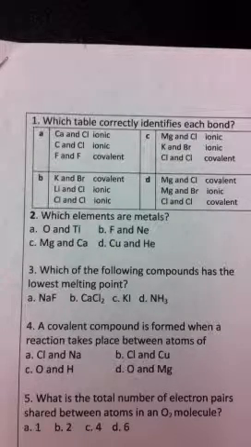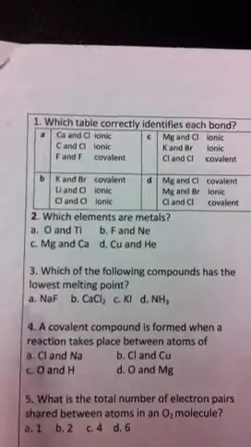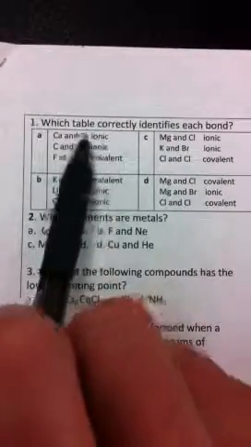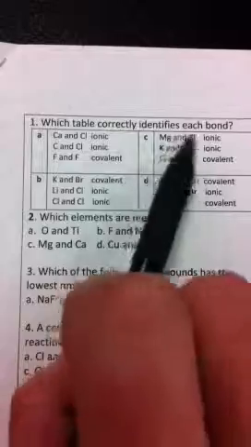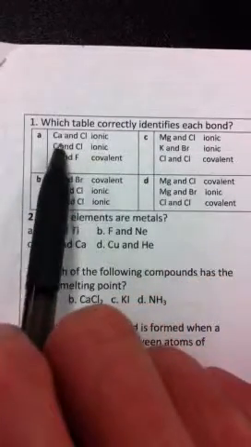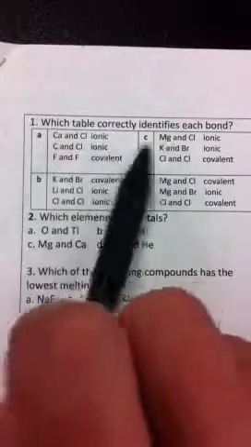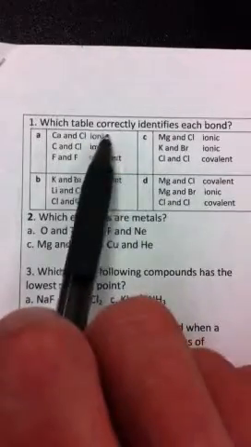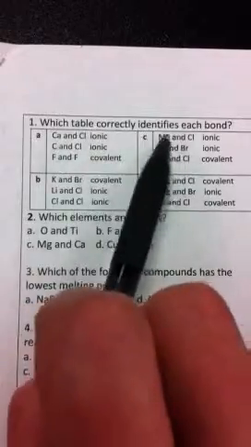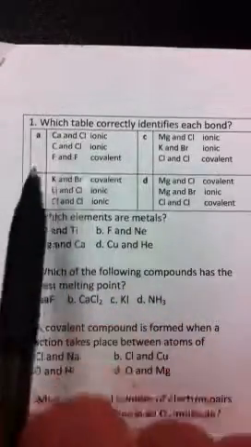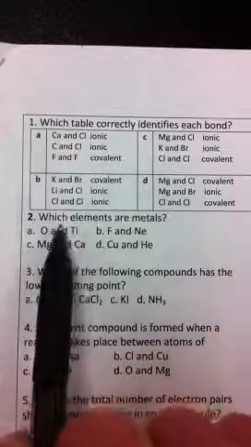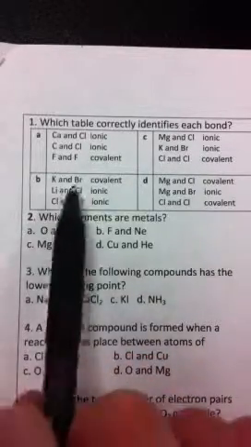If you come in to take a retest, you will have questions that are similar, but the information in the answer choices will be different. For instance, in question 1, you have to identify each bond, whether it's ionic or covalent. So instead of using calcium and chlorine, I might use sodium and oxygen. But the premise for number 1 is that you know the difference between ionic and covalent. And so the retest will follow the same concept for each question.